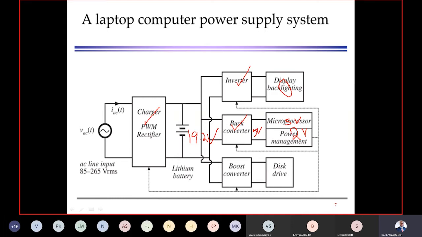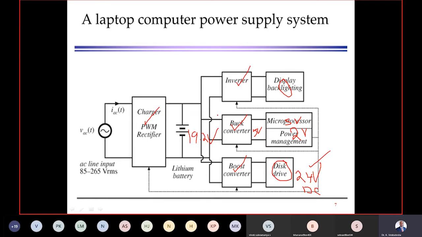power management in the laptop. Then if you take the disk drive, it may require 24 volt DC, not AC. 24 volt DC disk drive. For that, I use a boost converter, or a step-up DC to DC converter, which converts 19.2 to 24 volt DC, suitable for the disk drive.